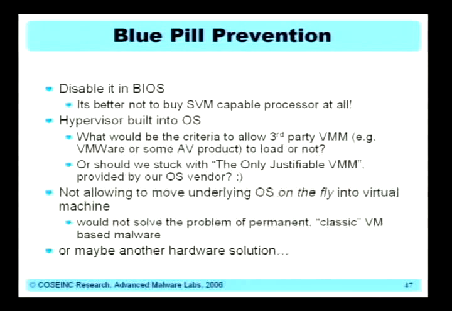But still, the technology we have seems to make it possible for creating such a hypervisor. But then the question is, again, we have this virtualization technology, so it doesn't make much sense to just disable it. So the question is, what would be the policy to allow third-party vendors to load their own hypervisor, like VMware, for example?